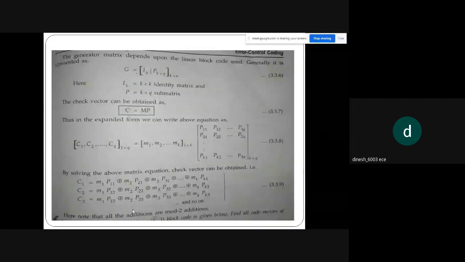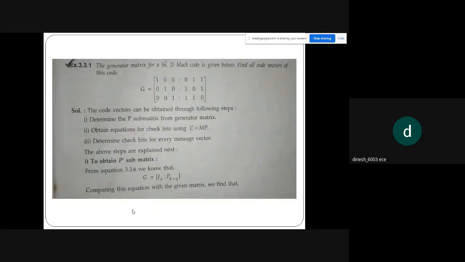Then we had solved a problem on how to find this generator matrix G, how to find code vectors C, and so on. So this was an example for that: determining the code vectors when a generator matrix G is given.